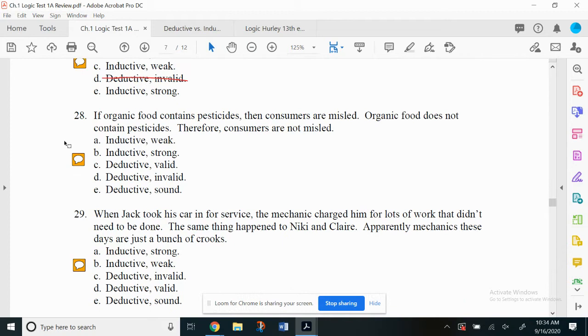So I have an if-then. I have an if. I have a then. So I'm just going to symbolize this. I'm going to just say if organic, then customers are misled. So I'll just say that's premise one. Organic food does not contain pesticides, not O. Therefore, customers are not misled. What is that? That is called denying the antecedent. You know that that has a bad form, so you know that that's deductive invalid.